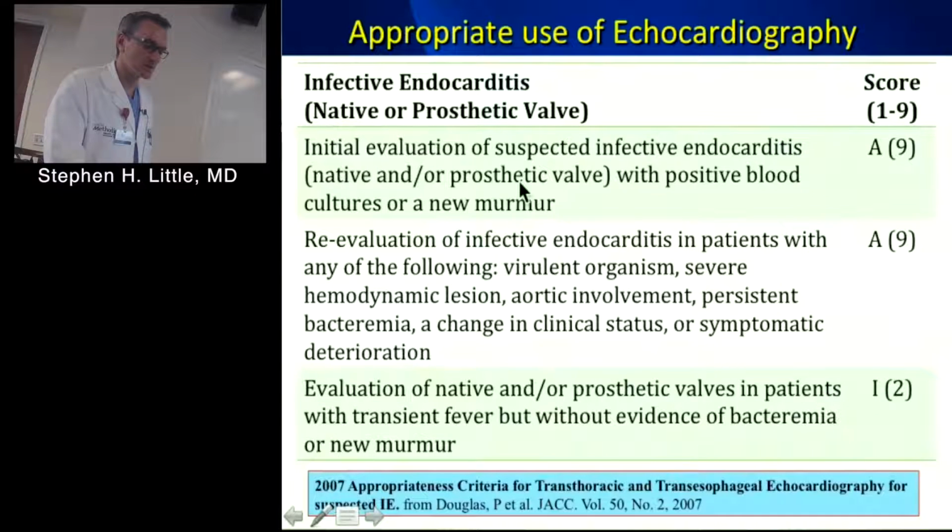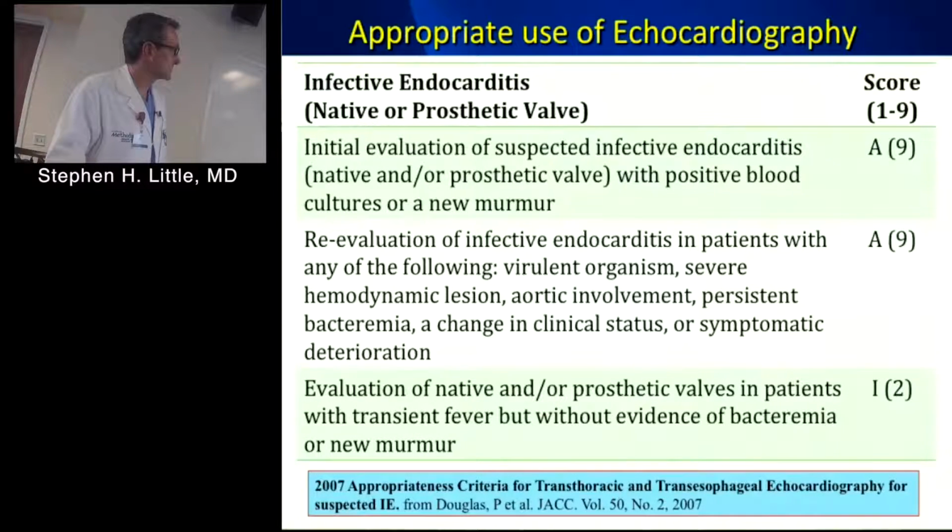So initial evaluation of suspected endocarditis with positive blood cultures, native or prosthetic, that's deemed appropriate. The key there is positive blood cultures, not just fever. A reevaluation with a very virulent organism like staph, hemodynamic lesion, aortic involvement, meaning the aorta, not just the aortic valve, persistent bacteremia, worsening clinical status, very appropriate. And the bottom one is native or prosthetic valve, transient fever without bacteremia. Those are the low-hanging fruit we could probably get rid of.